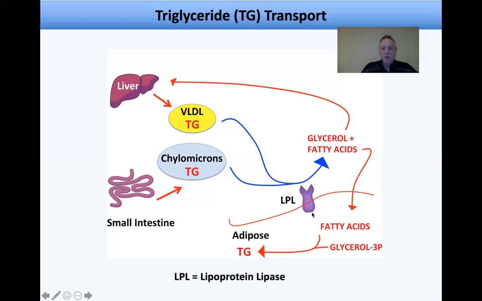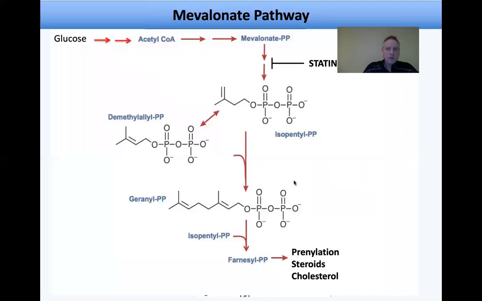So lipoprotein lipase is going to be hydrolyzing triglycerides, taking the fatty acids and bringing them across the membrane. And then the fatty acids plus glycerol 3-phosphate, which we know is made from the glycolytic cycle, is going to be used to repackage the triglyceride. And there you store fats in triglycerides, and they'll be mobilized by epinephrine or even glucagon in the liver.